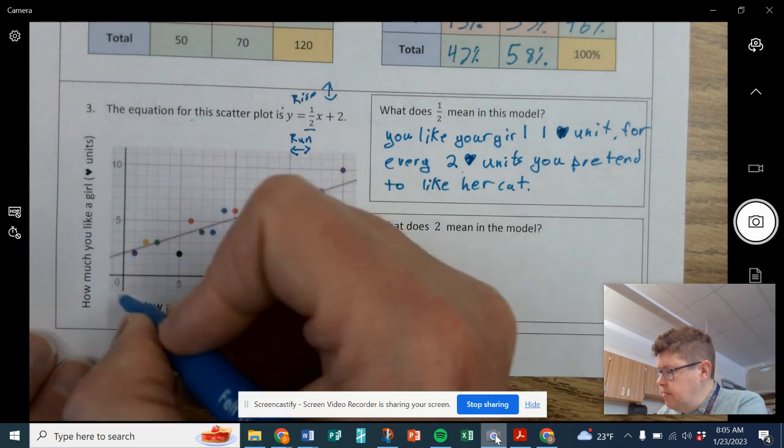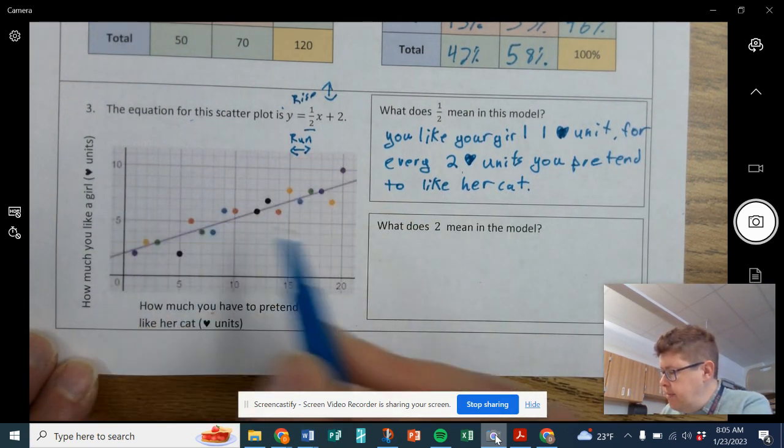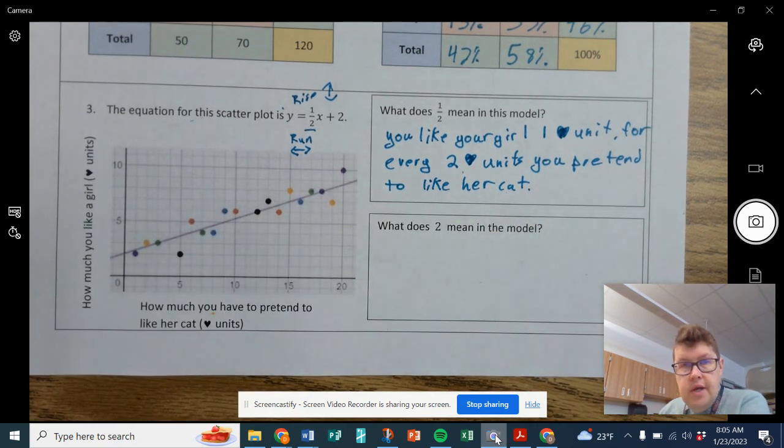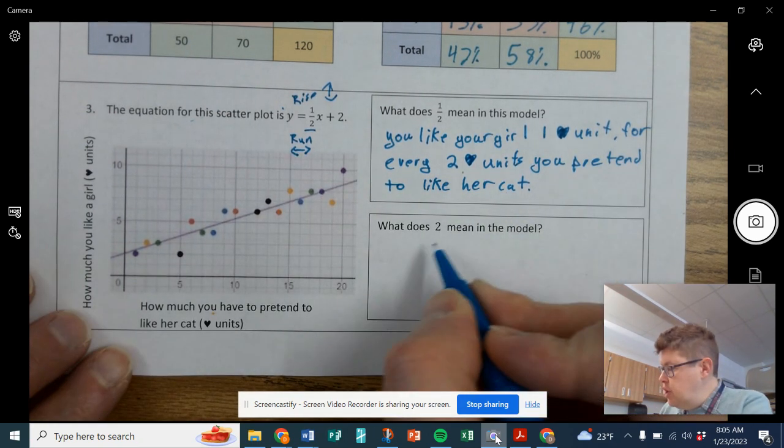That's all it is. You just compare how much you're going up to how much you're going over. So it's basically up 1 and over 2, up 1 over 2. That's the idea. So what does 2 mean in this model?